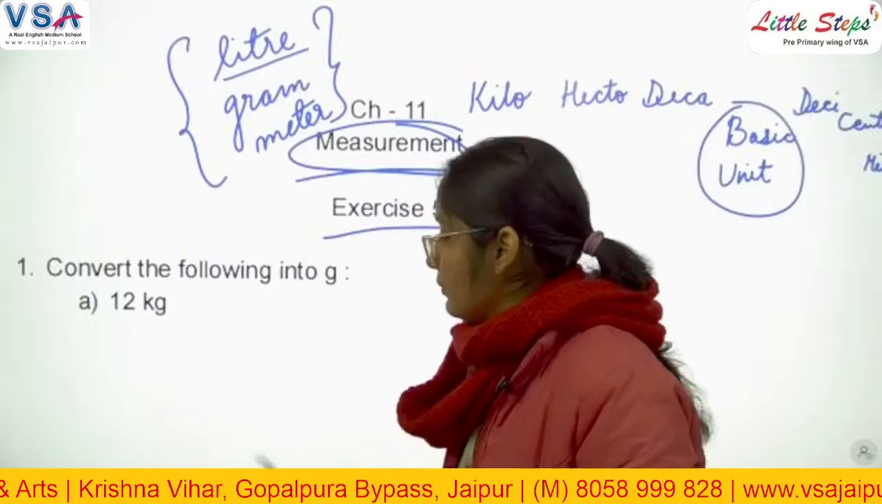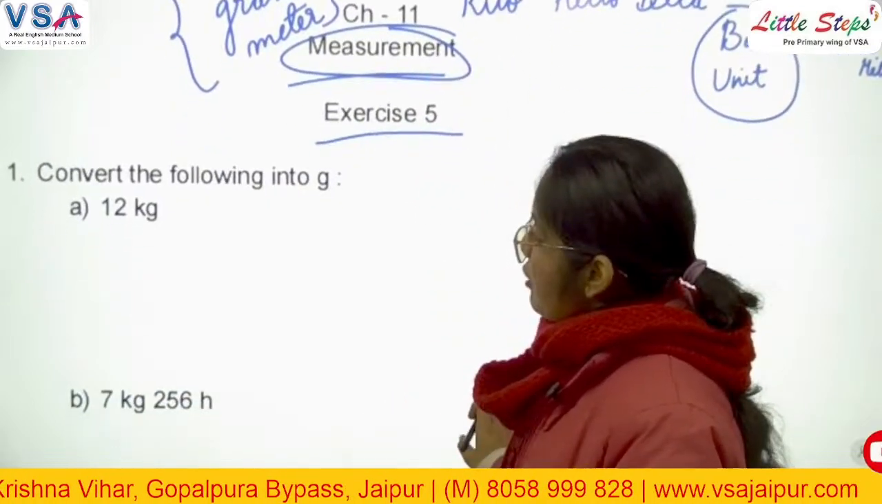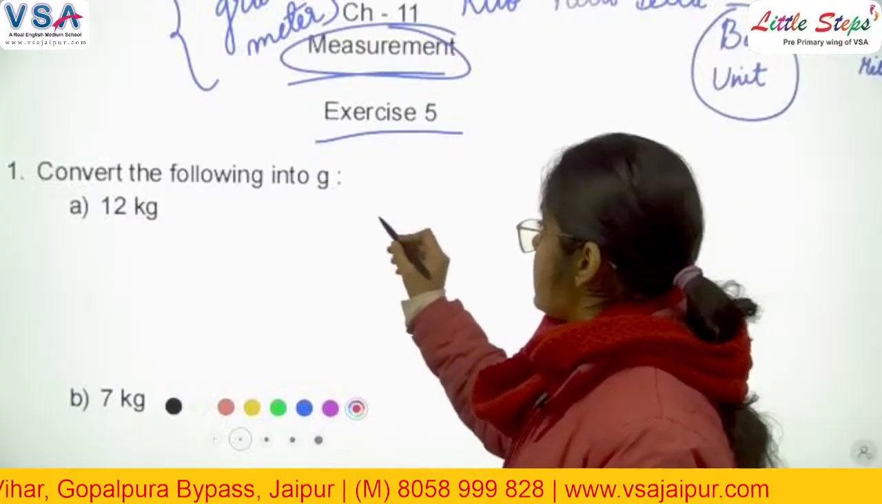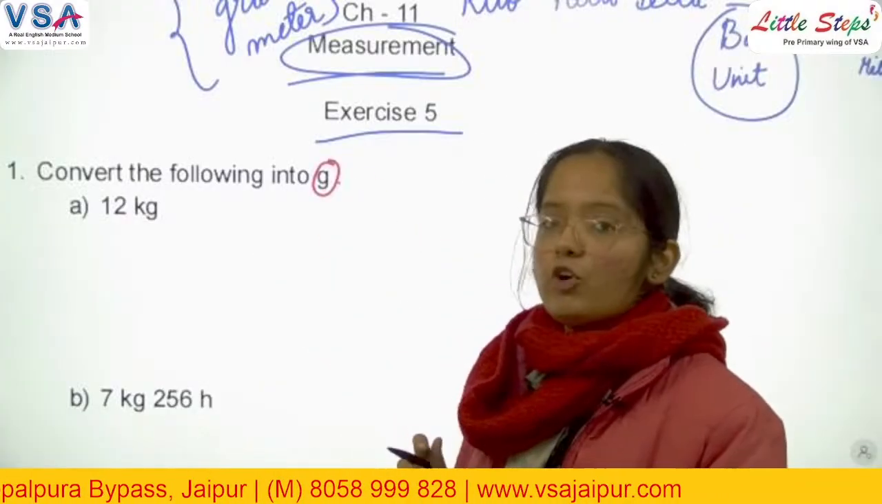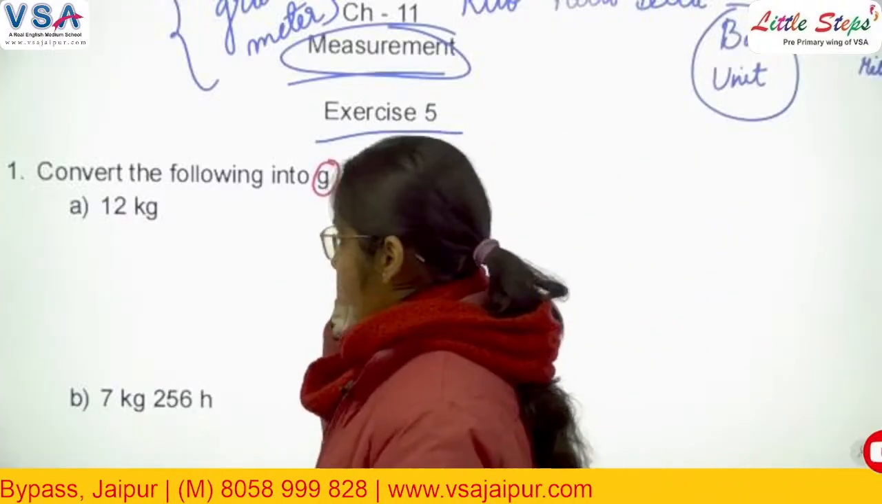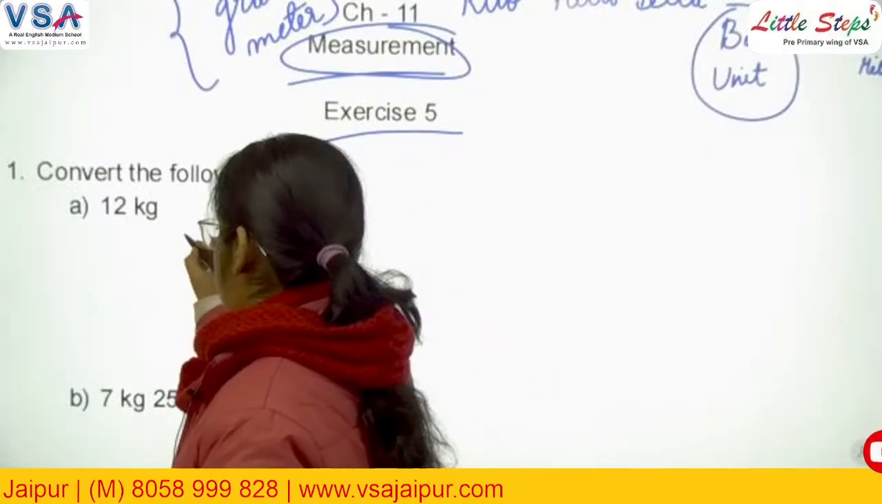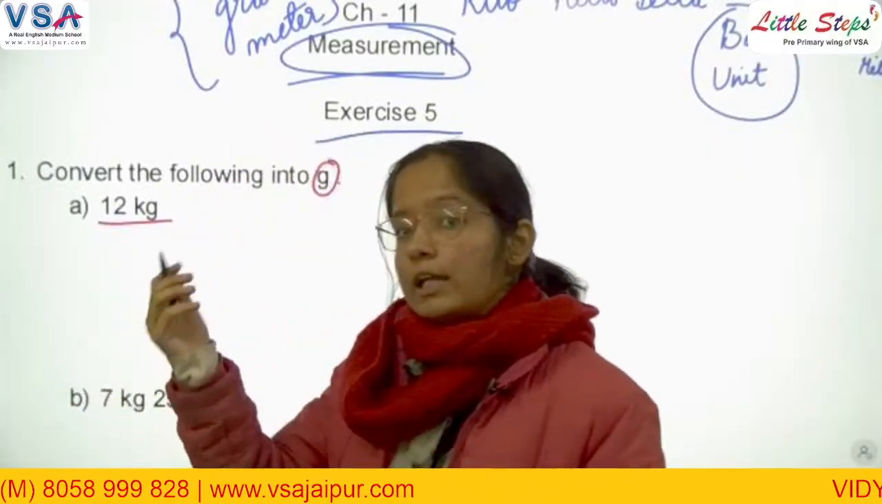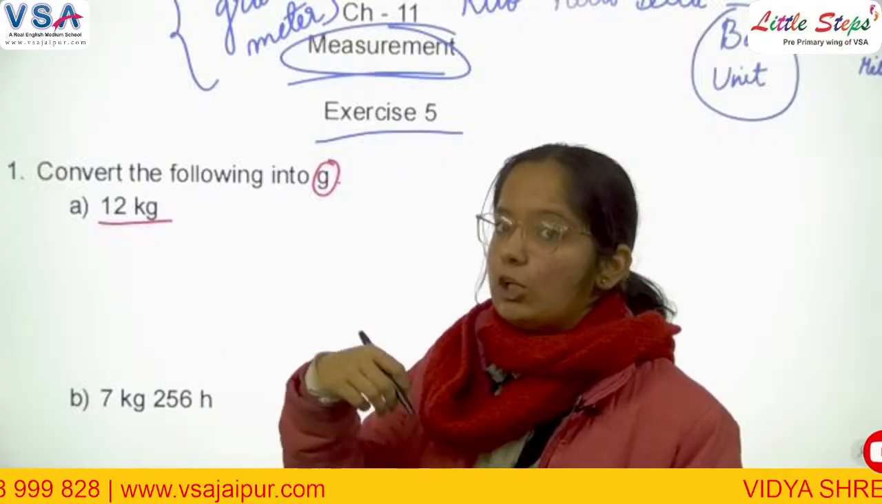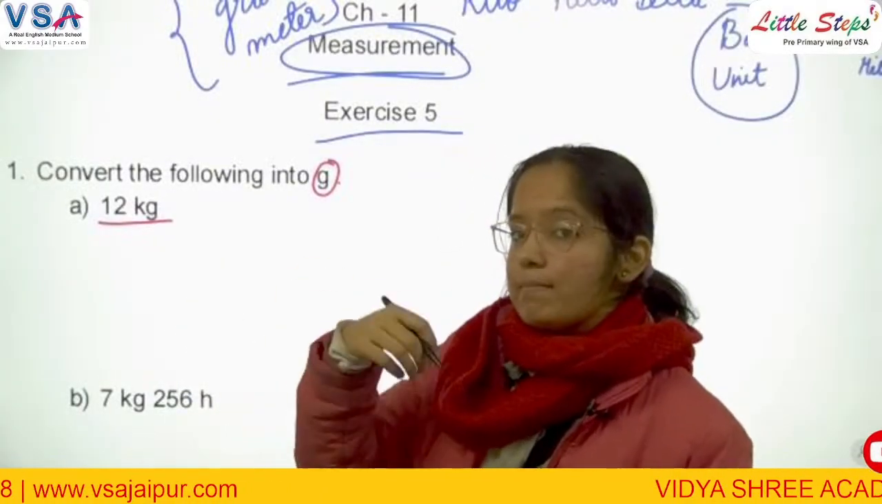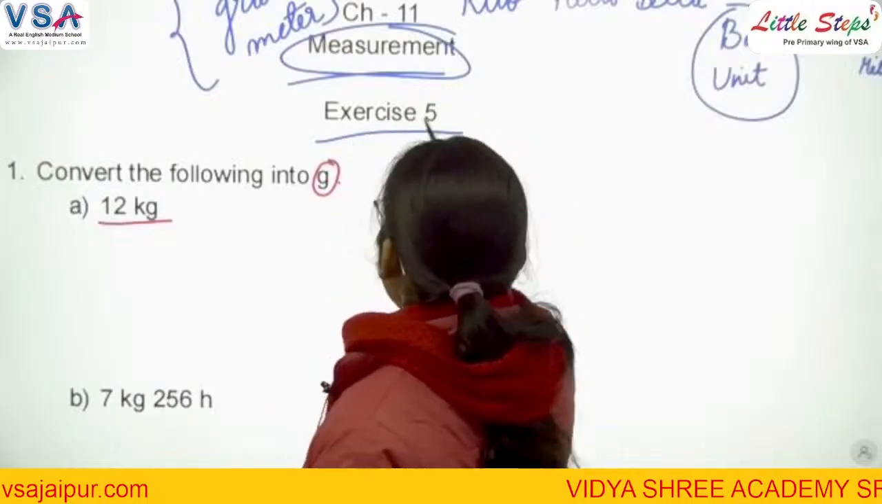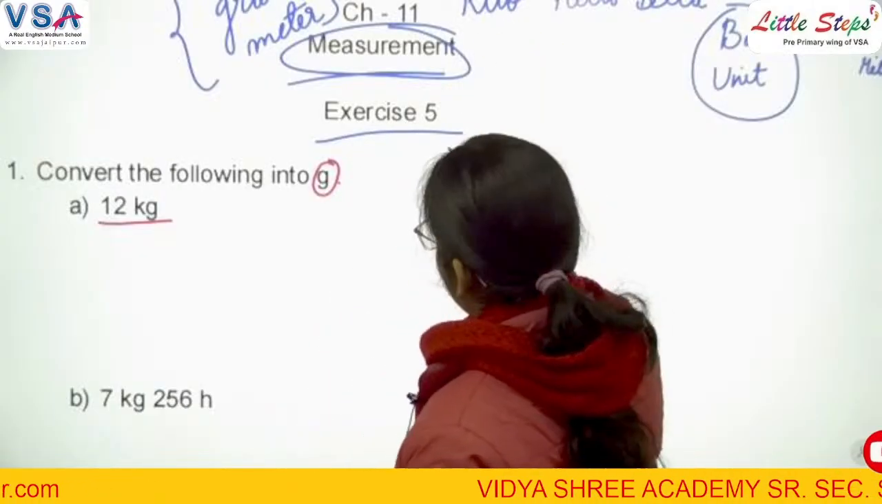So, first question: convert the following into grams. G for grams. First is 12 kg. We have to convert kilogram to gram. Kilogram is the highest one and gram is the basic unit. So we will move from here.